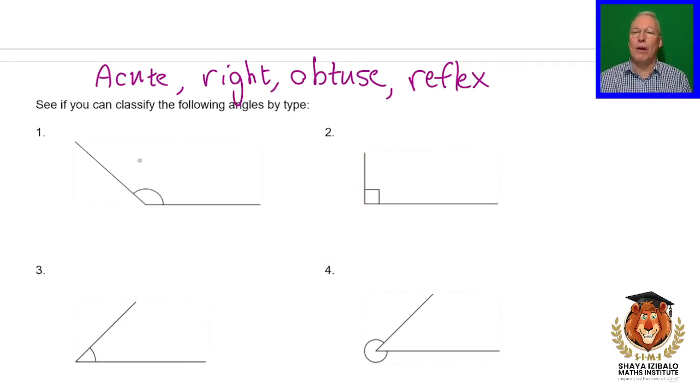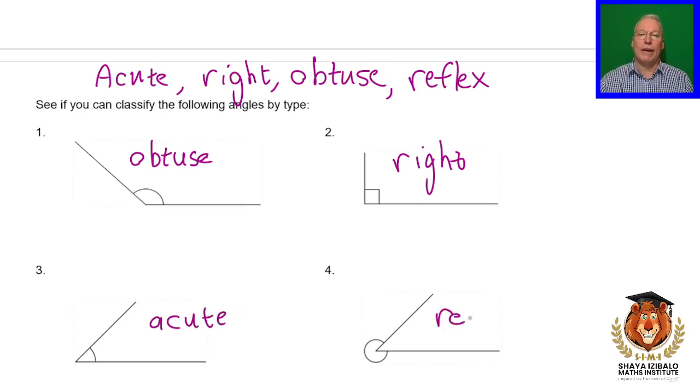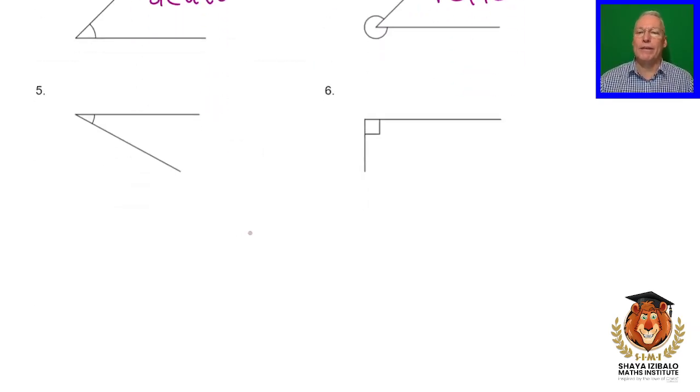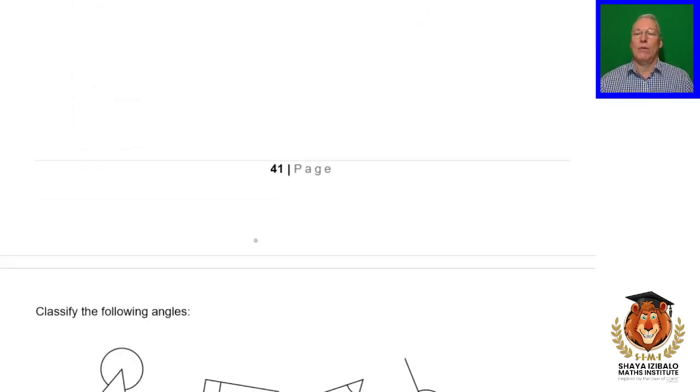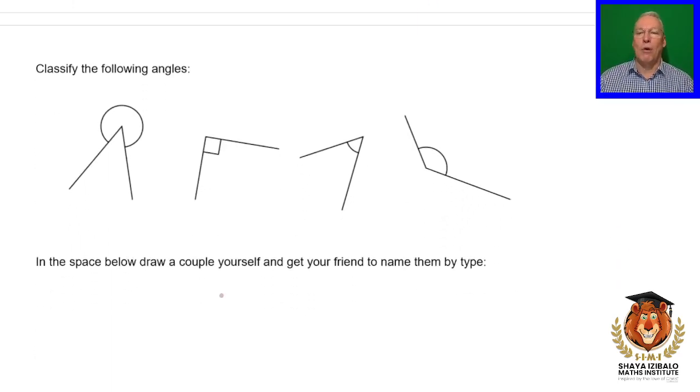Okay, so this first one, obtuse. This next one, right. This one, acute. This one, reflex. Notice we're not talking about this angle here. We're talking about the angle that's been marked. This little angle would be acute. The other one is reflex. This one here, acute. And this one here, right. A couple more. This one, reflex.